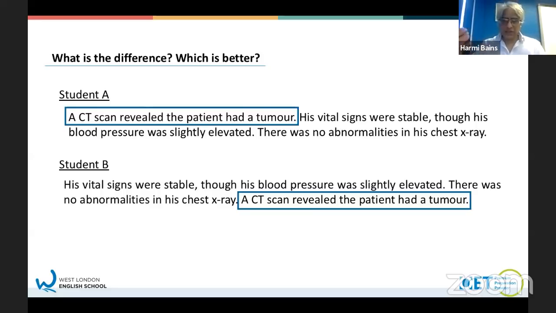The fact that the patient has a tumour is really important. This is really significant. And you want to highlight this. You want to put it at the beginning of the paragraph.